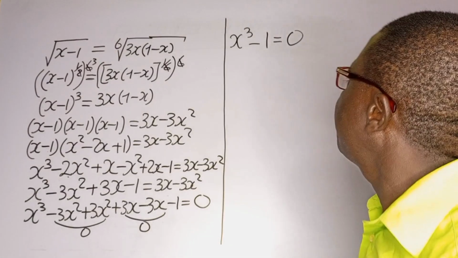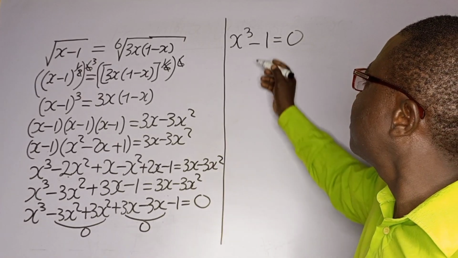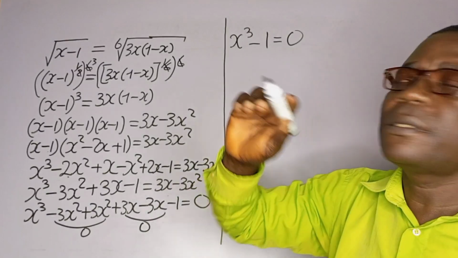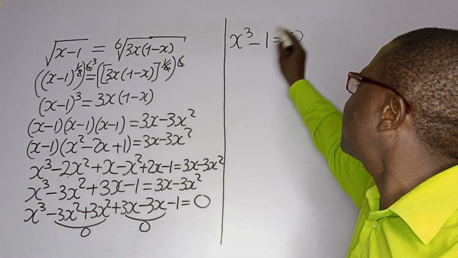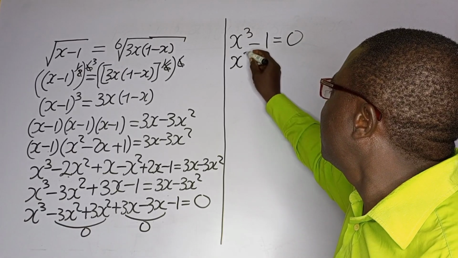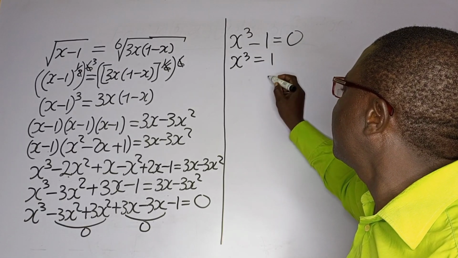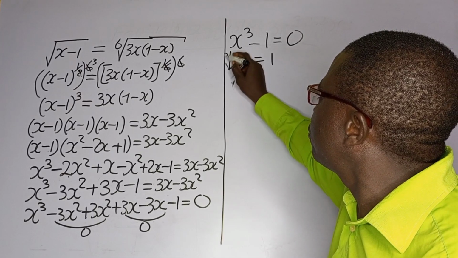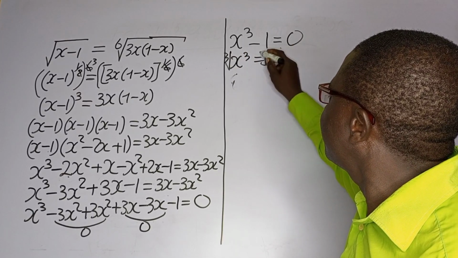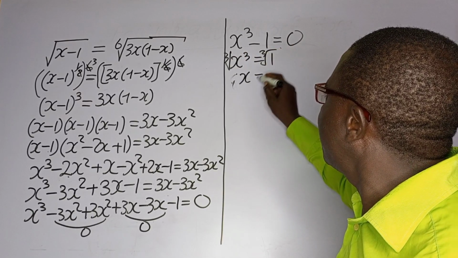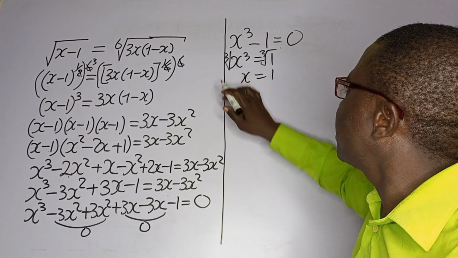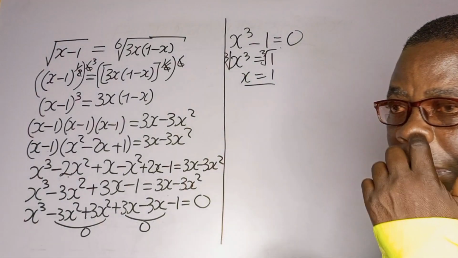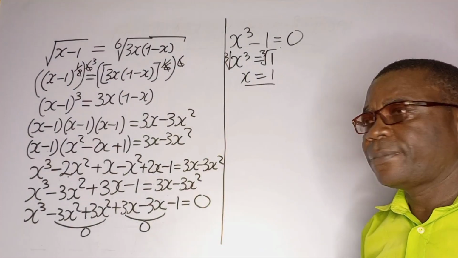Now we should be very careful not to make the error of saying that we will take negative 1 from the left hand side to the right hand side to obtain x cubed equals 1, and then later on take cube roots of both sides to obtain x equals 1. When we do that, then we're going to have just one solution, x equals 1.